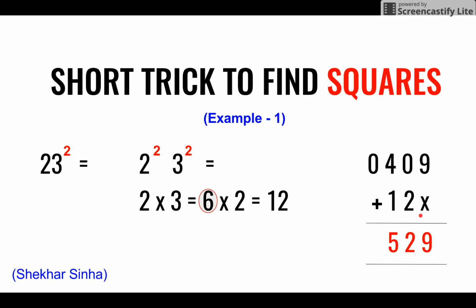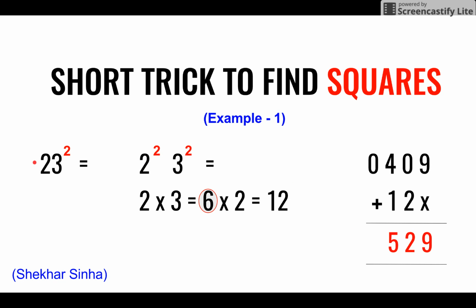Now you have to leave the unit digit space and write 12 beside this, below 09 and 04. So now I'll add these two numbers. 9 stays 9, 2 and 4 plus 1 is 5. So this is the square of number 23.